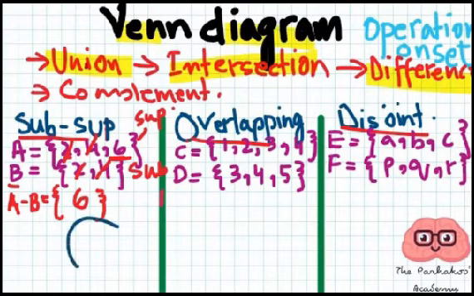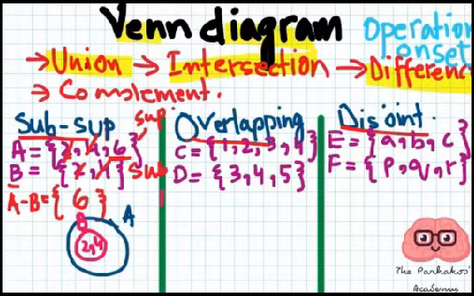How are we going to show this in a Venn diagram? So this is set A, and in set A we have a small set B. B has 2 and 4, which is common to both, and in A we have 6. So since this is the difference operation, A minus B gives us 6.